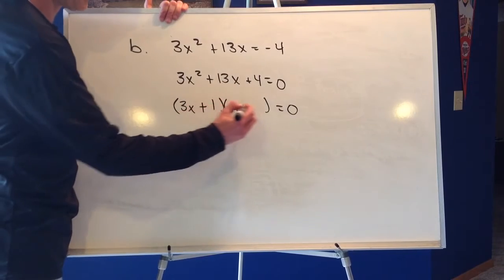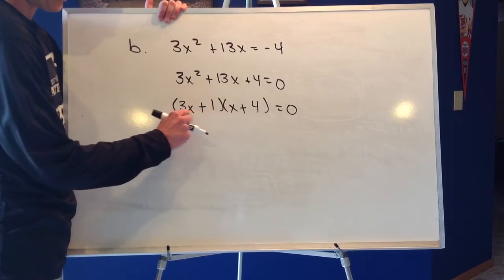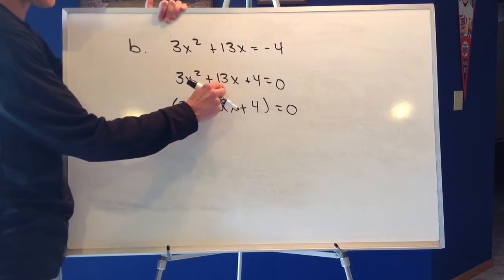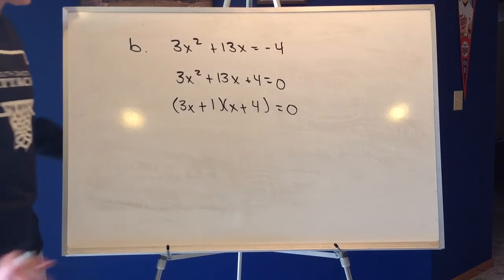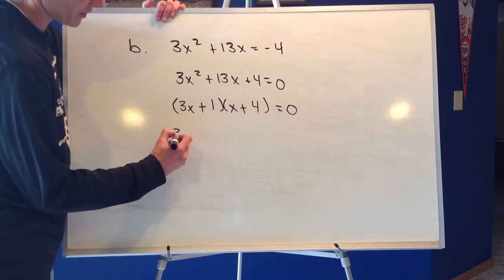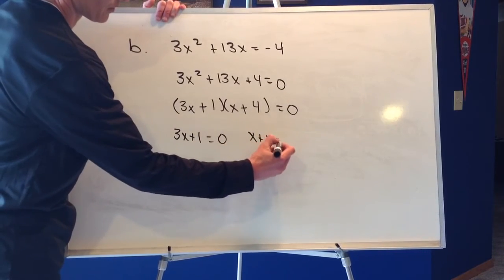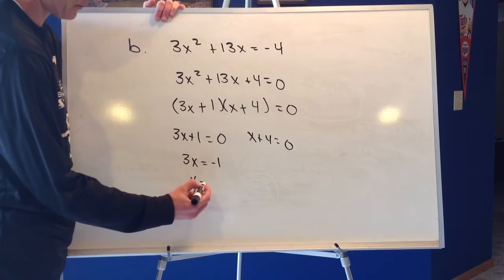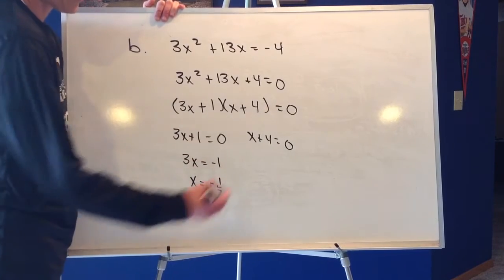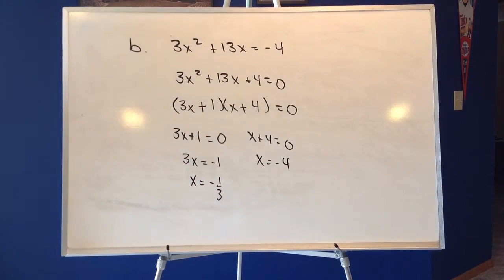This time it does end up being 1 and 4. Remember, you check it by going 1x, 12x, add those together, does give me 13x in the middle. Again, if you need to look back at your notes about factoring, please do so. I have 2 different parentheses, which means I'm going to have 2 different answers. Subtract the 1 and divide by 3. Subtract the 4. And that would be our 2 answers for this one.